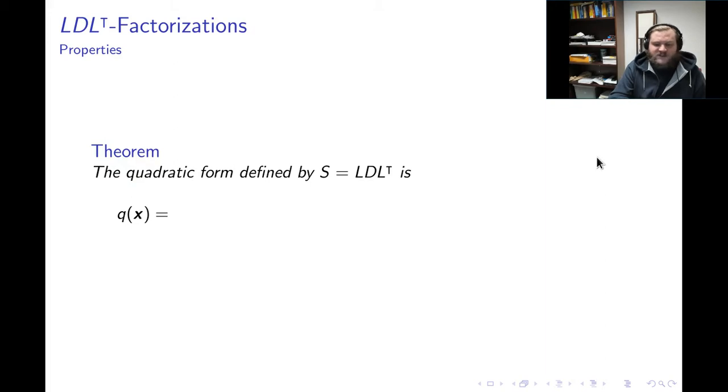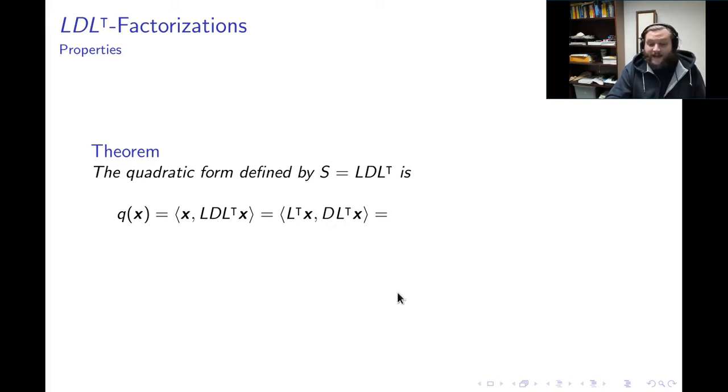Now, what's the point of studying LDL transpose? Well, if S is real symmetric, that means it defines a quadratic form. The quadratic form is the inner product of the input vector x with L times D times L transpose times x. And we've seen things that look like this before. When I look at this, I kind of see an unbalanced inner product. So I like to move the L to the other side using the adjoint property of inner products. And that gives me L transpose x, inner product with D times L transpose x.